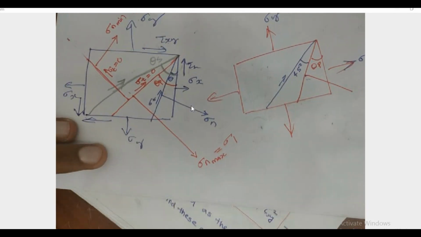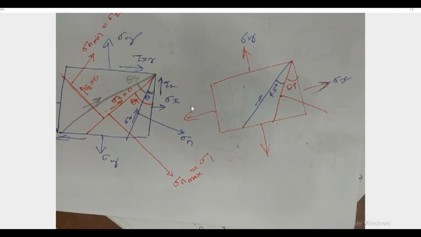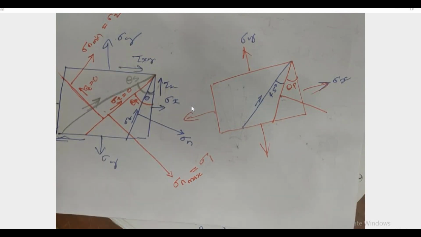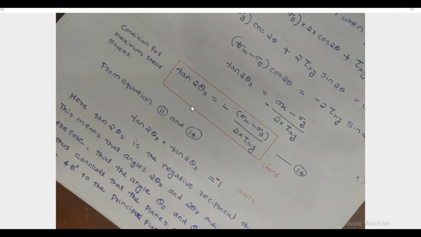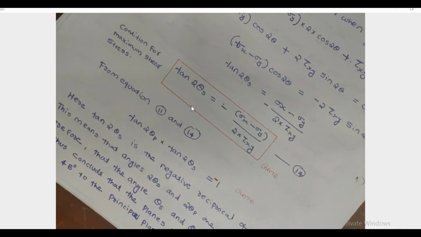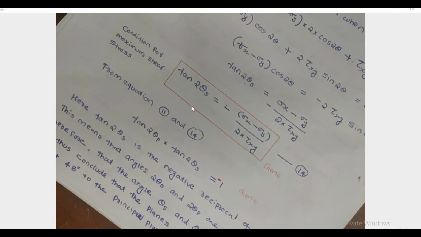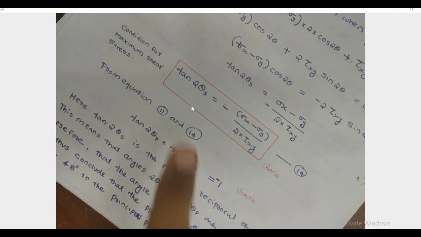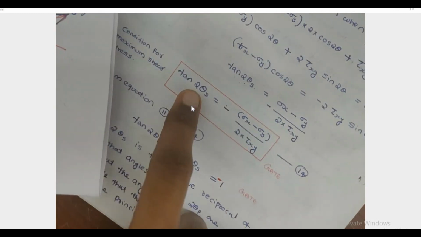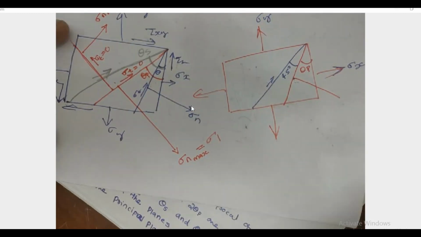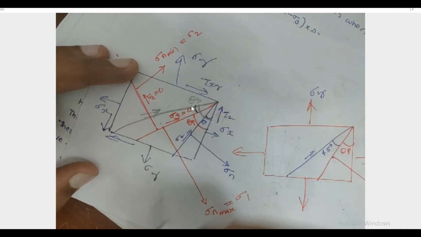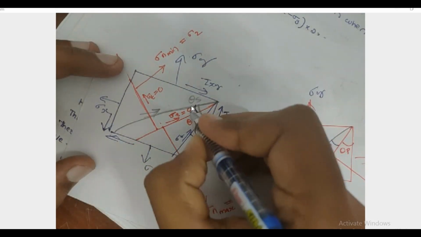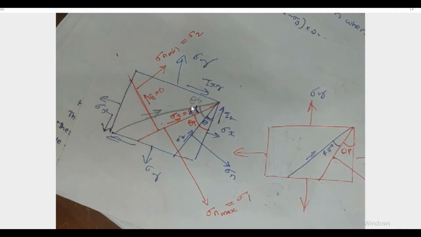How can we find the position of that plane? Using this formula, we can find the position of that plane. And from the tan 2 theta p and tan 2 theta s formulas, we got that the angle between these two planes, that is the major principal plane and the maximum shear stress plane, will be 45. This angle will be 45.